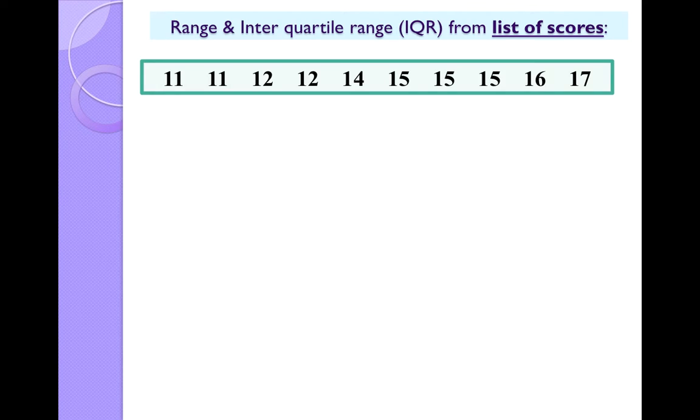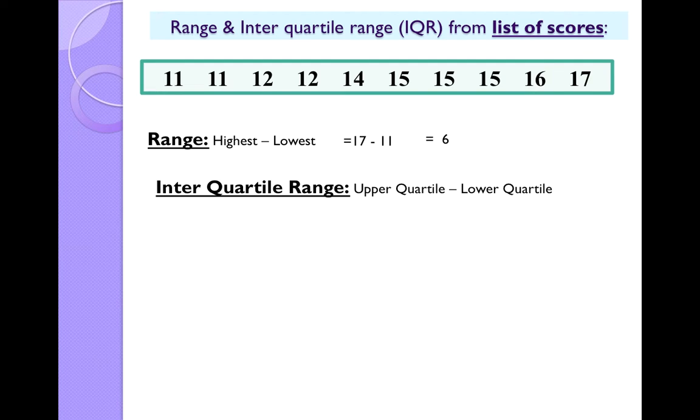When we have an even number of scores in our list, it doesn't affect the range. It's still the highest minus the lowest. And once again, it's 17 and 11, which gives a range of 6. When we do the interquartile range, we have to find the median first. Because it's an even number of scores, it will be the average of the two scores that are in the middle. And the average of 14 and 15 is 14 and a half.